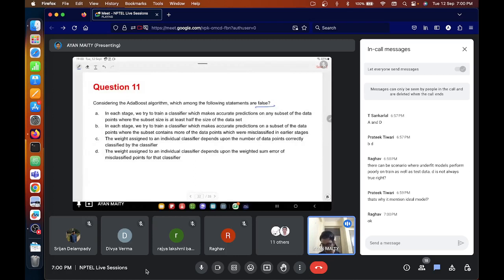Option C is, the weight assigned to an individual classifier depends upon the number of points correctly classified by the classifier. Option D is, the weight assigned to an individual classifier depends upon the weighted sum error of the misclassified points for that classifier. So there can be multiple correct answers for this question.